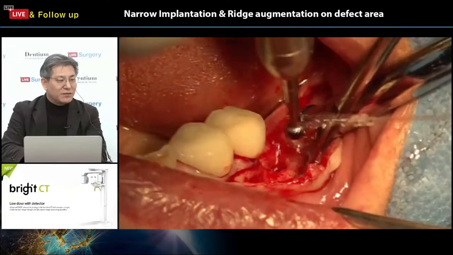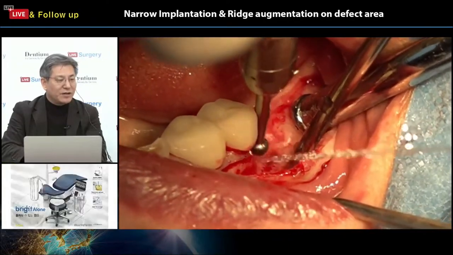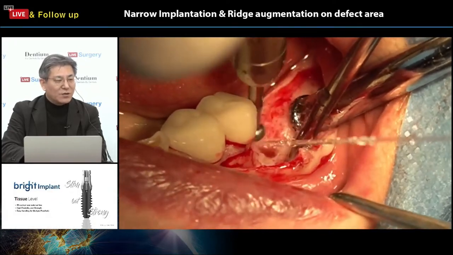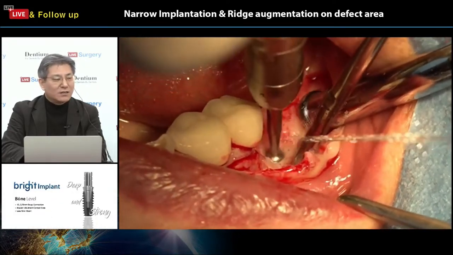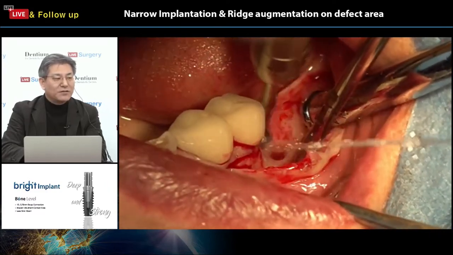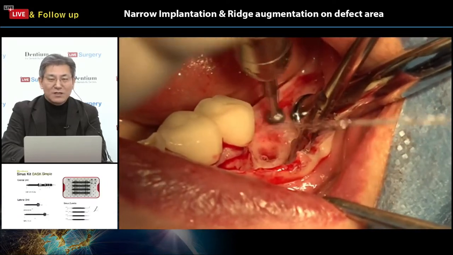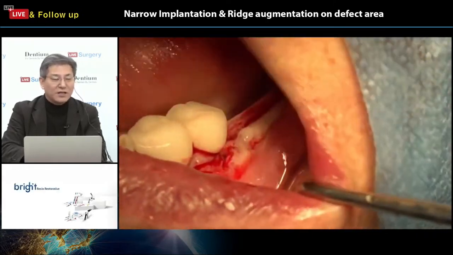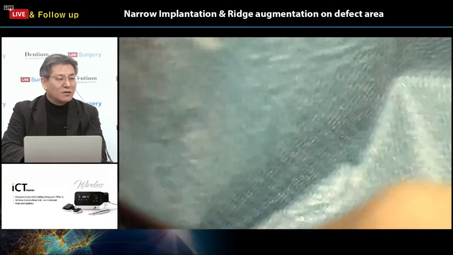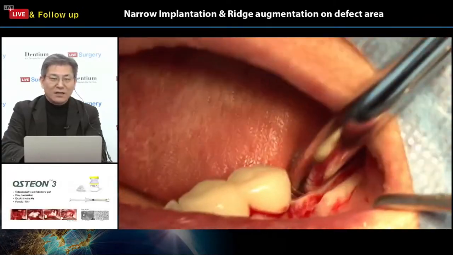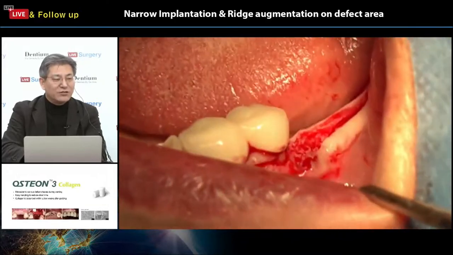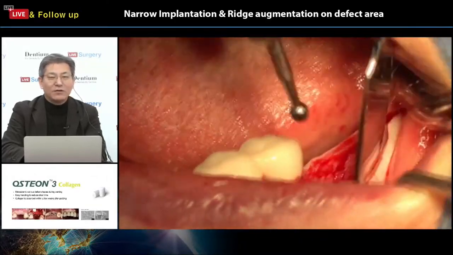And with the flap reflected, we can see this defect area. This area had previously received an implant fixture, which failed, and it was explanted 2 months ago. This site is not fully healed, so remove the granulation tissue using a round bar before the osteotomy.